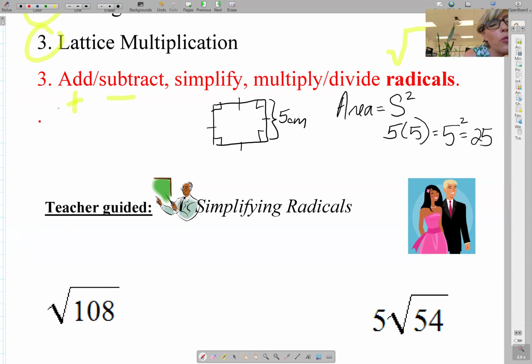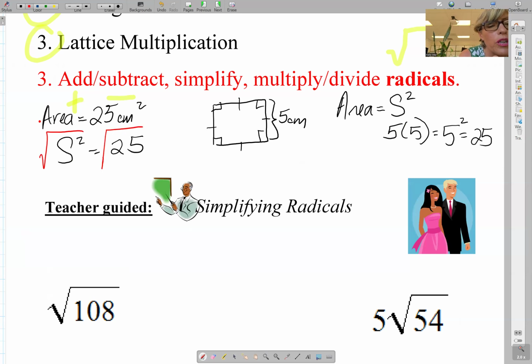Now, let's say you had to work backwards. Let's say I told you that the area was 25 centimeters squared, and I asked, what is the singular side length? So side squared equals 25. To solve, use square root. Square root is the opposite. So our side length would be 5 cm. That is an example of squaring and square rooting. That should be a review.